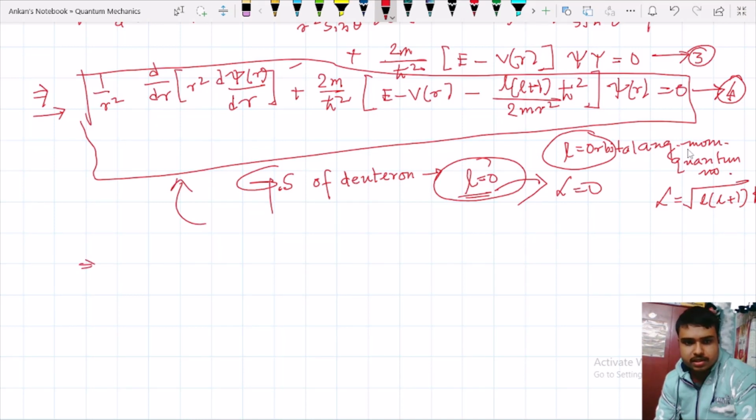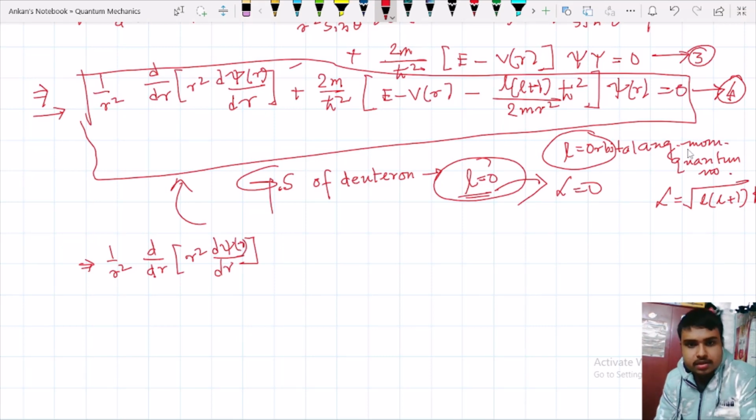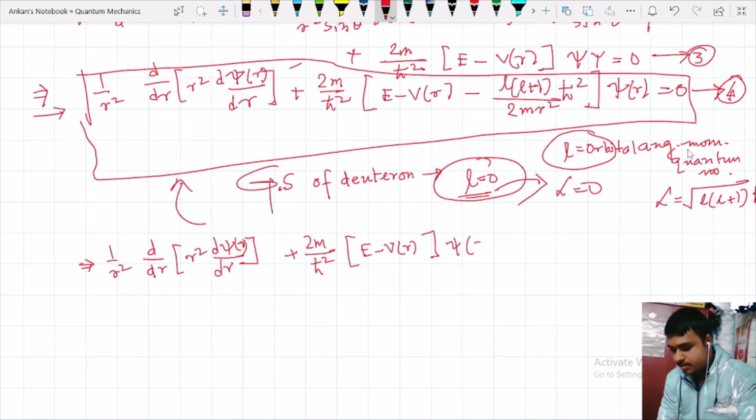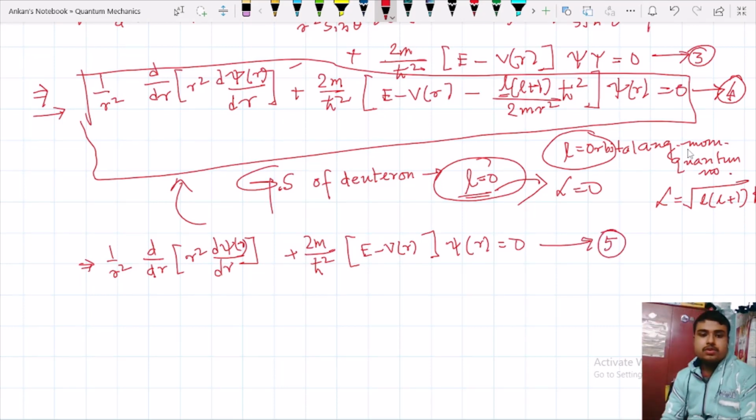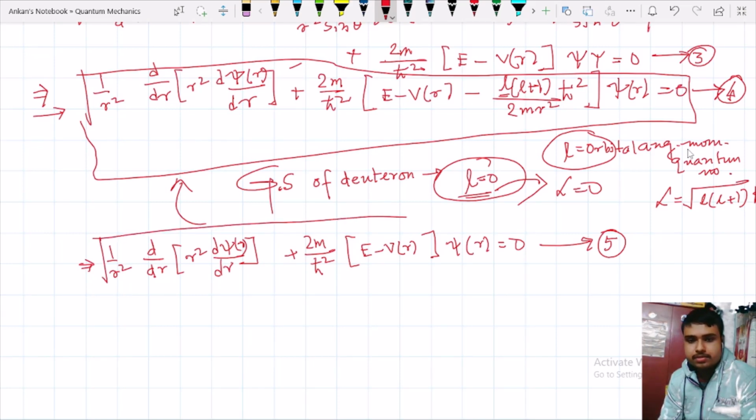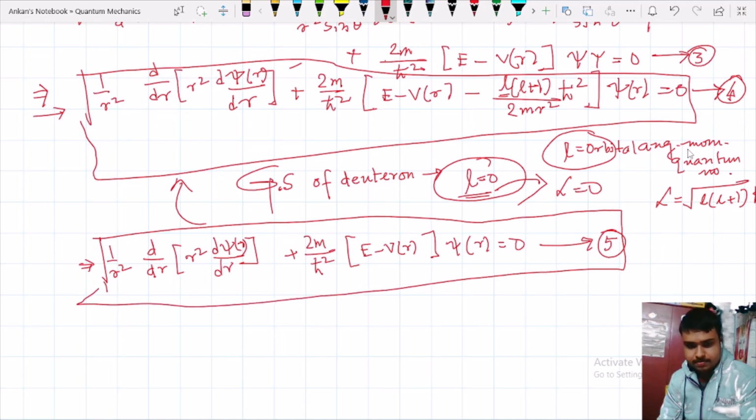If we put this value in equation number 4, then we will obtain 1 by r square d/dr of r square d psi/dr plus 2m by h line square (E minus V(r)) into psi(r) equal to 0. Why? Because L is 0, so this term will vanish. This is equation number 5. So this is named as the S state of deuteron, because L is 0 here.